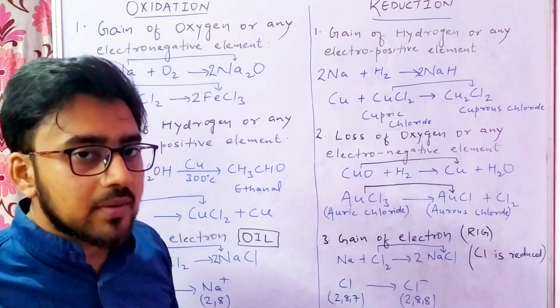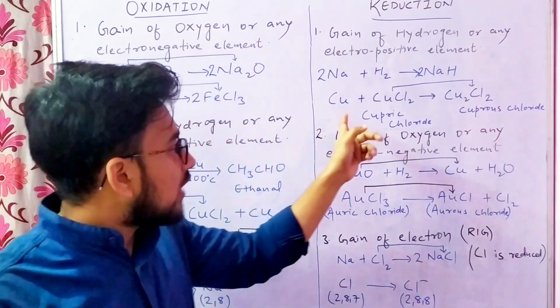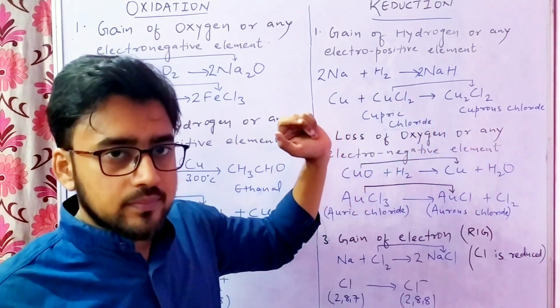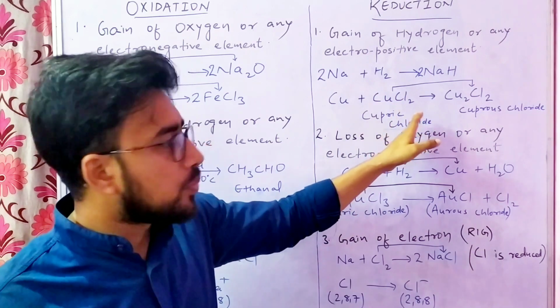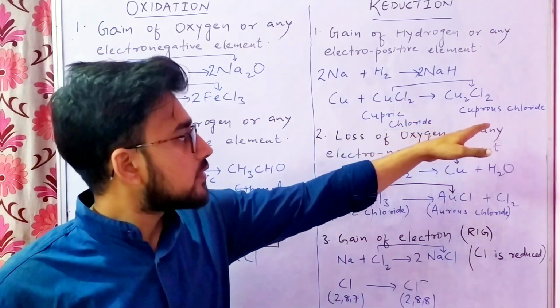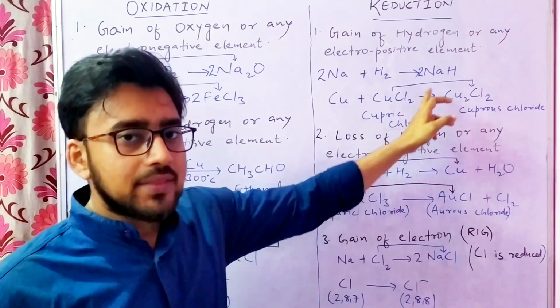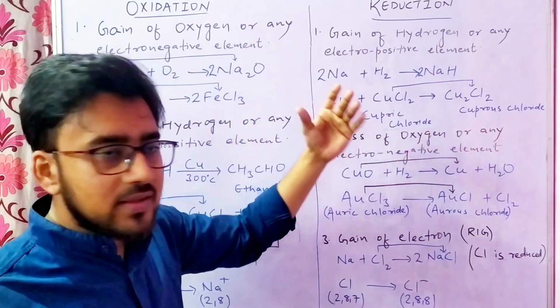Now let's move to the next concept, that is addition of any electropositive element. So electropositive element, again, has the tendency to lose electron. See, we have copper and CuCl2, that is cupric chloride. We have copper and cupric chloride on the reactant side. But what is happening on the product side? This copper is being added to this cupric chloride and it is converted into cuprous chloride.